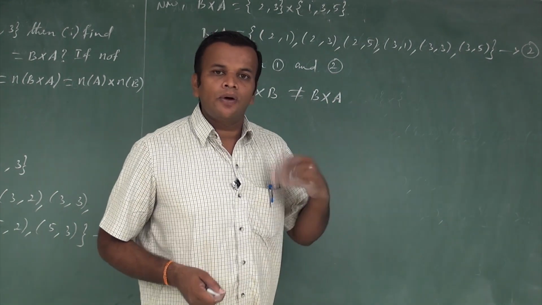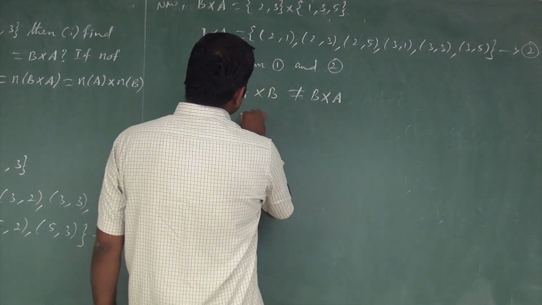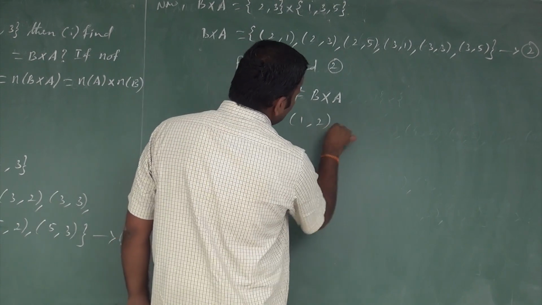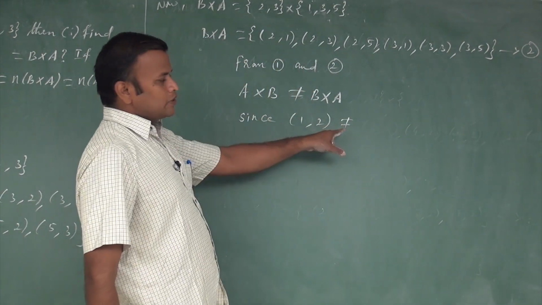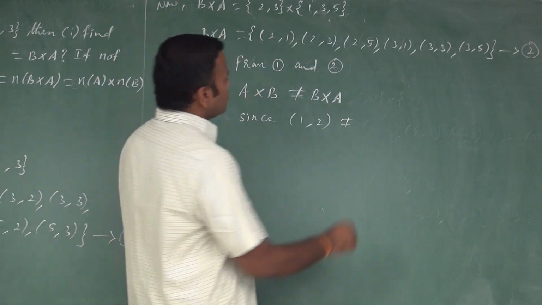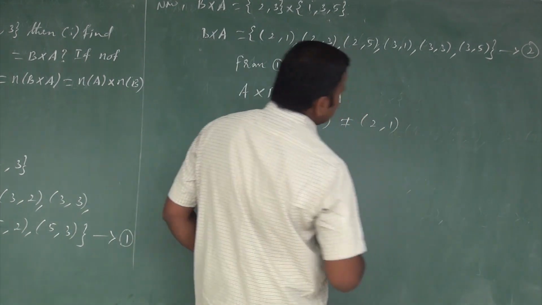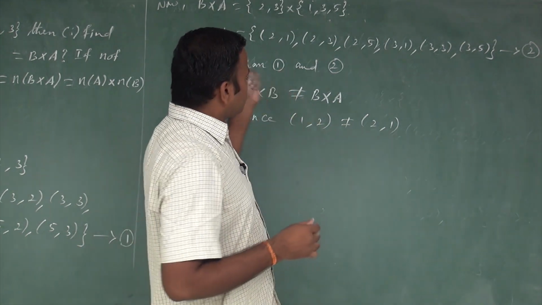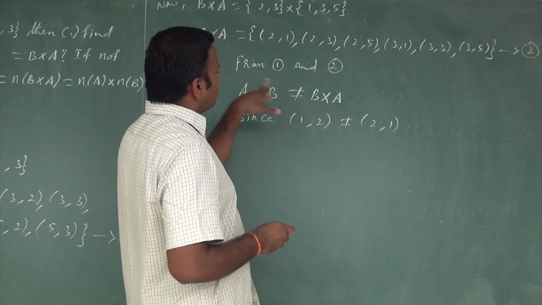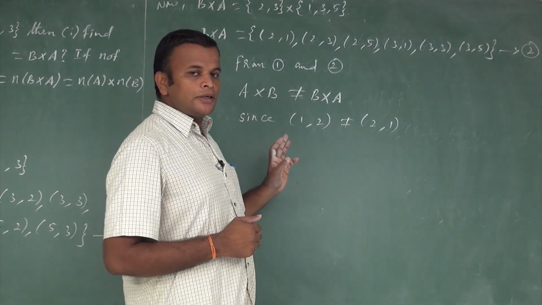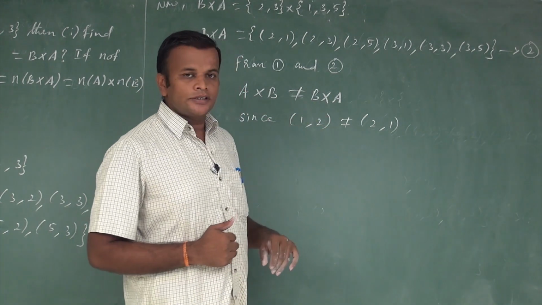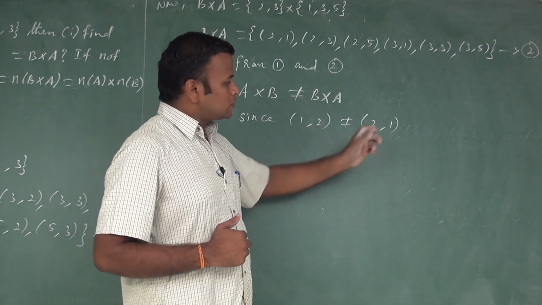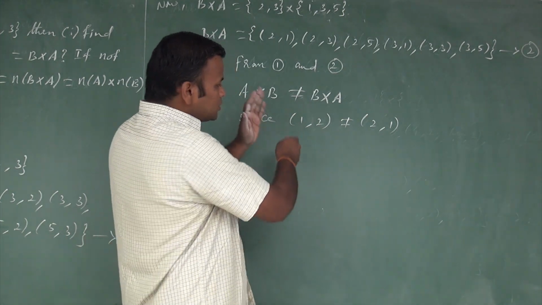Now from 1 and 2, A cross B is not equal to B cross A. So you tell any one reason. Since the first ordered pair in 1 is 1, 2, which is not equal to the first ordered pair in the second equation, 2, 1. At least you tell any one reason. In our question we have to find the reason also. So what is the reason both are not equal? The ordered pair elements are interchanged. 1, 2 is there in the first equation, but in the second equation it is 2, 1. Sir, do we write only this one ordered pair?